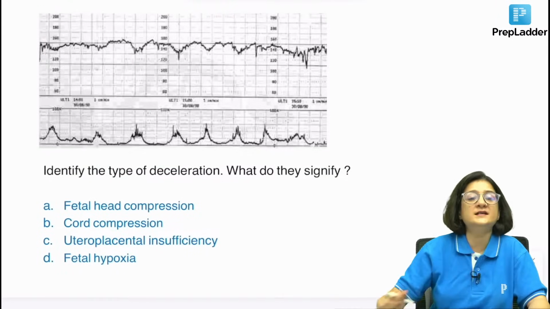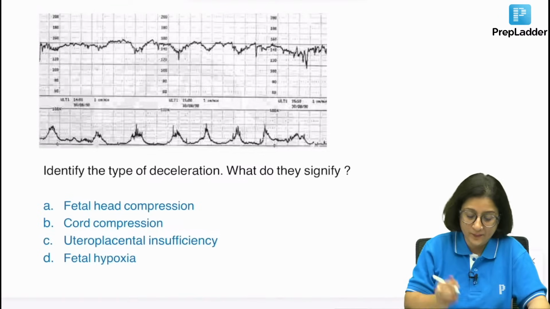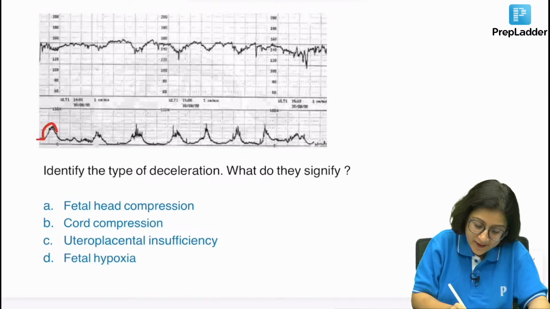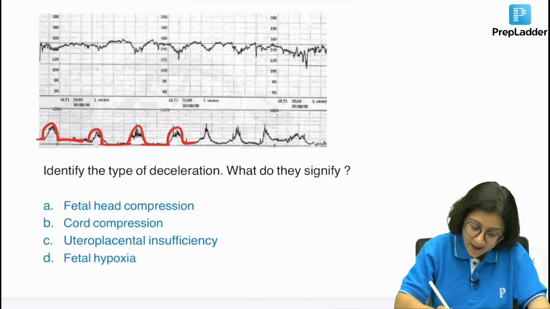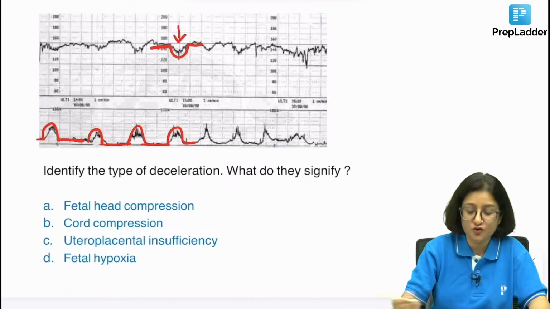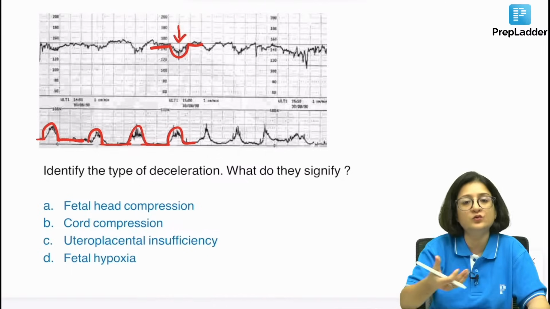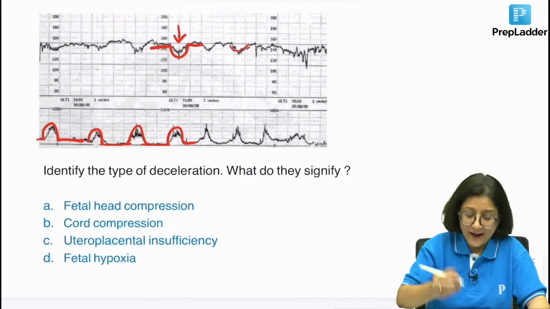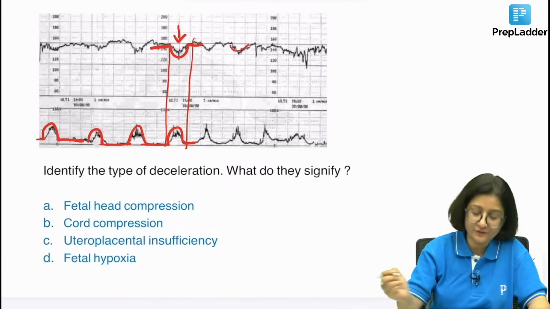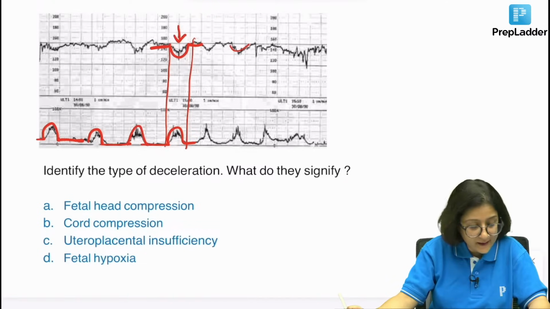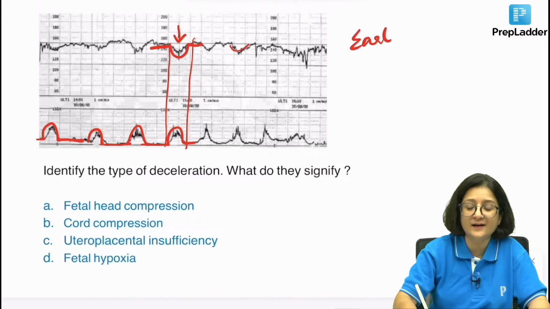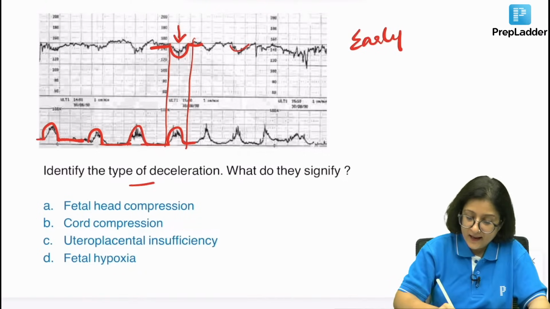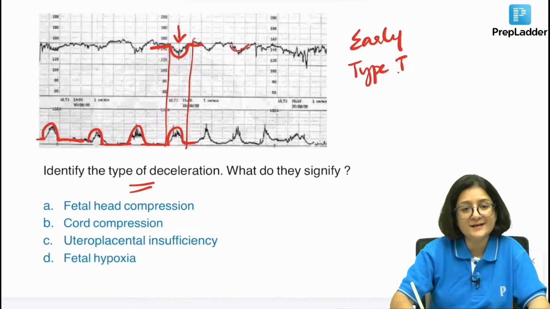So now this is a CTG trace for a woman in labor. You can see that she is getting contractions here. This is the contraction trace. And you can see here that this deceleration in the fetal heart rate, this drop in the fetal heart rate is very smooth. It happens over a period of time, very smooth curve. And it is a mirror image of the contraction. It is exactly a mirror image. So this is early deceleration. This is also called type 1 deceleration.